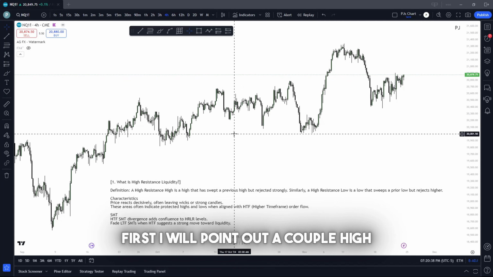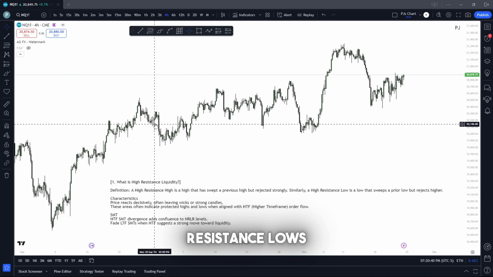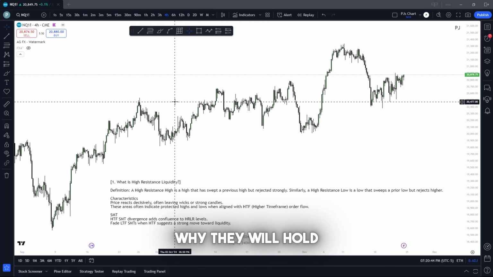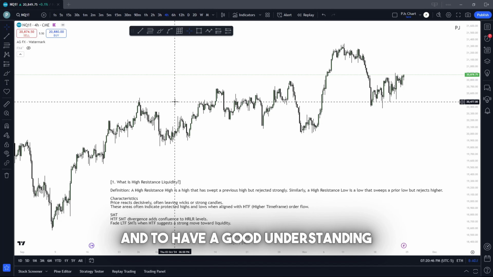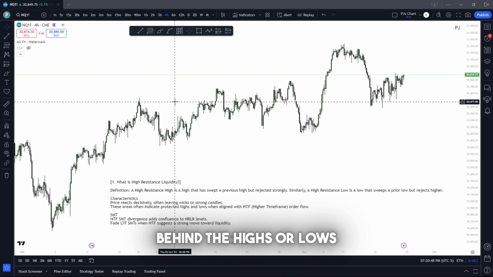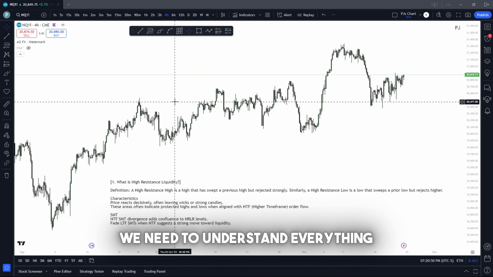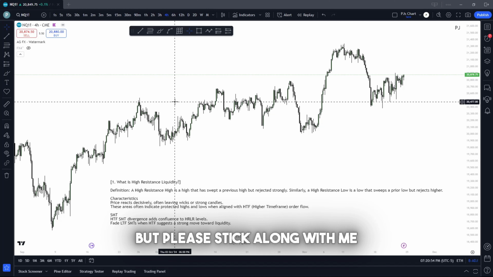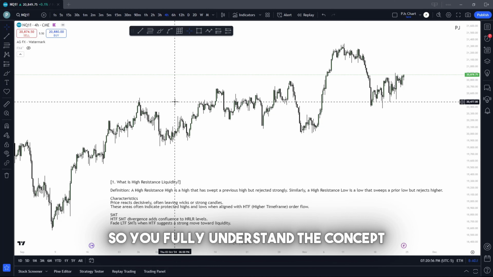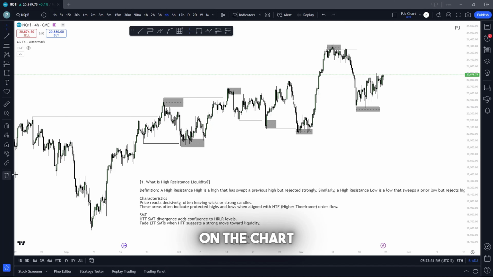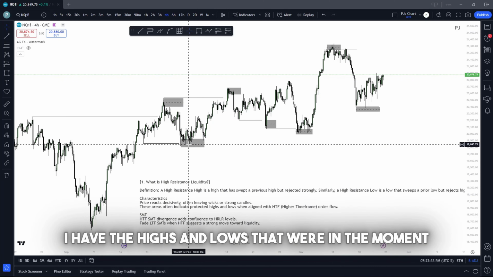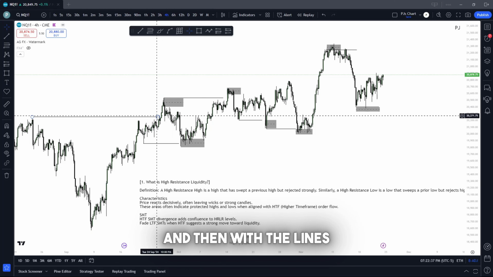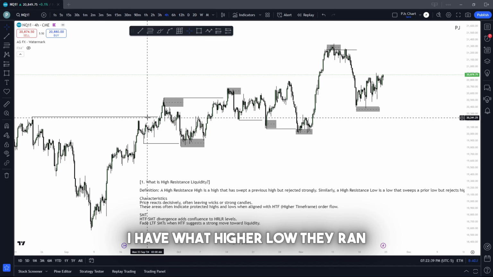First, I will point out a couple high resistance lows and a couple high resistance highs, but to understand why they will hold and to have a good understanding of your narrative behind the highs or lows, we need to understand everything behind them. So I will point them out, but please stick along with me so you fully understand the concept. On the chart now, with the boxes, I have the highs and lows that were in the moment high resistance liquidity, and then with the lines, I have what high or low they ran.